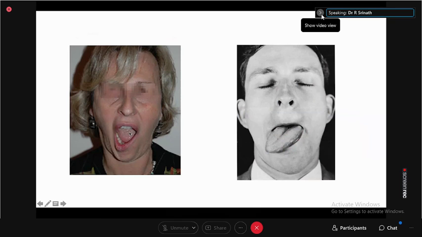philtrum should be in line with the median raphe. You can see here, this is actual 12th nerve palsy. The philtrum and the tip of the nose is actually not in sync with the median raphe of the tongue. So this is an important sign.